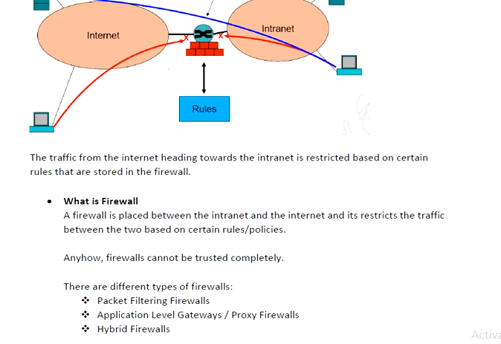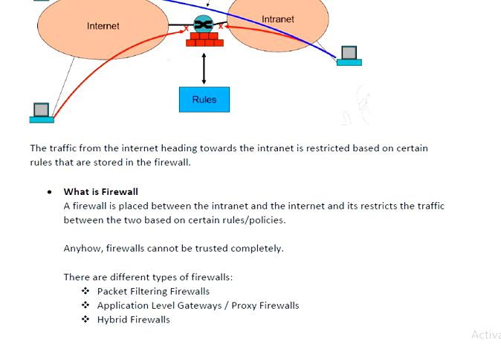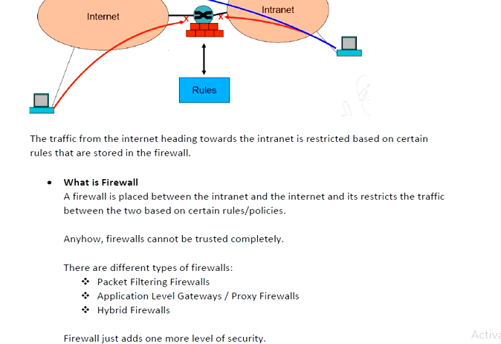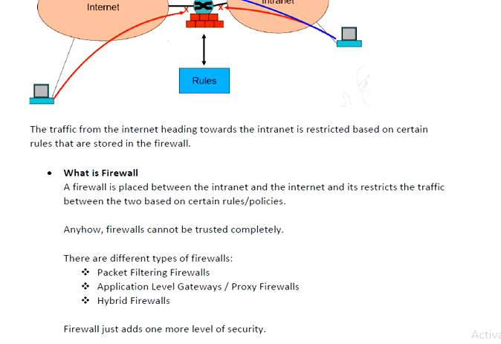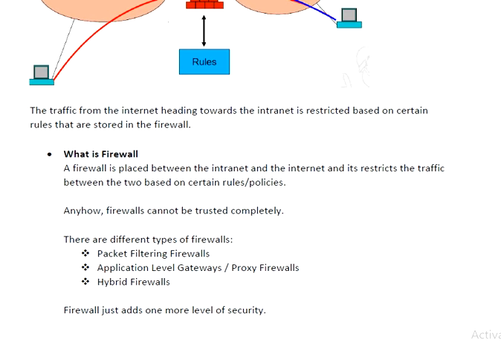There are two main types of firewall: packet filtering firewalls and application level gateway, or proxy firewall. There are also hybrid firewalls. In the next couple of videos, I will also discuss packet filtering and application level gateways. So a firewall just adds one more level of security, but it is not the only solution.